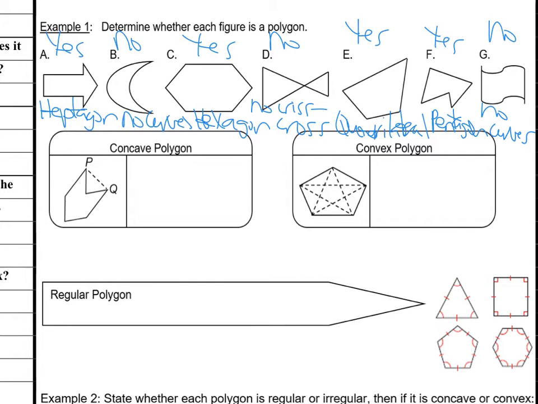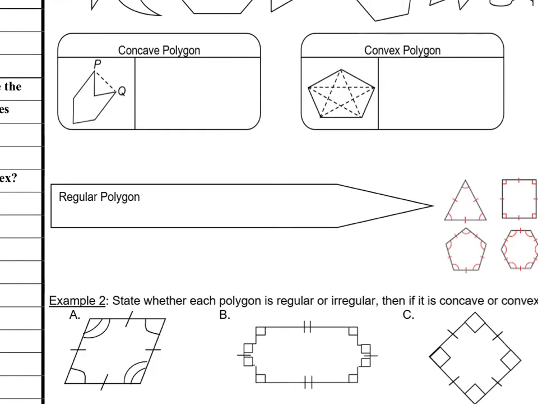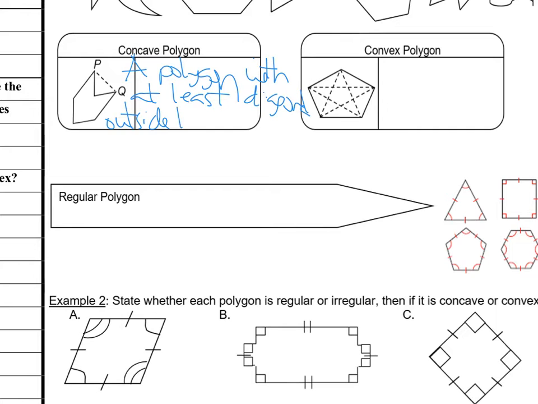Now we're going to study the example of a concave polygon and a convex polygon and make a definition of each. So a concave polygon, notice part of the picture caves in. So it is a polygon with at least one diagonal outside the polygon. And a convex polygon does not cave in. It is a polygon with all diagonals inside the polygon.